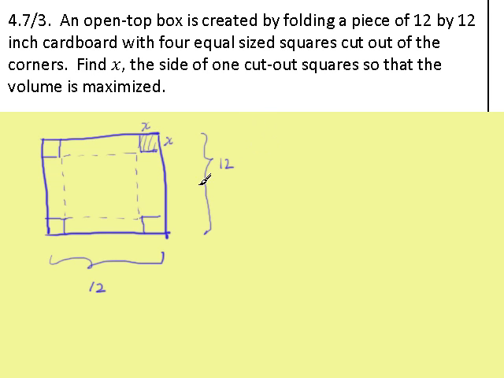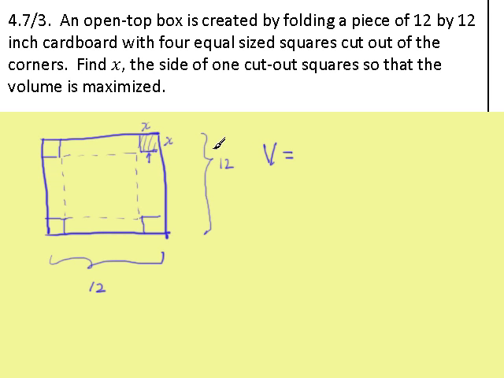And what we want to do is maximize the volume of this box. So we want to know how large these squares should be in order to maximize the volume. So let's write down an equation for the volume. The volume is equal to, well, first the dimensions: multiply the 2 dimensions of the base times the height, which is x. When this is folded up, that becomes the height of the box.